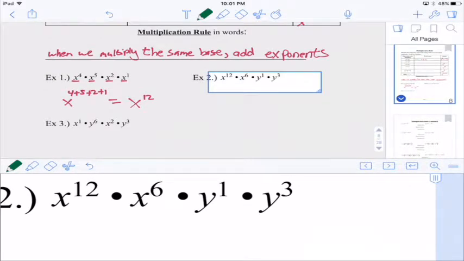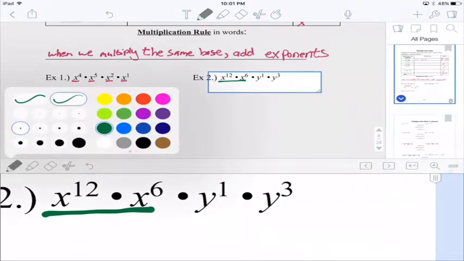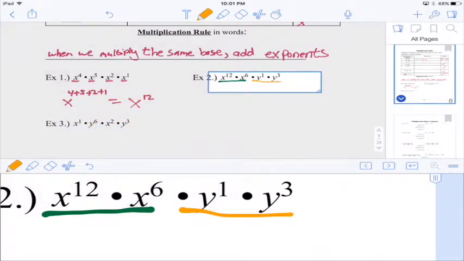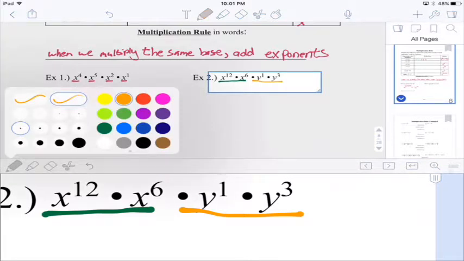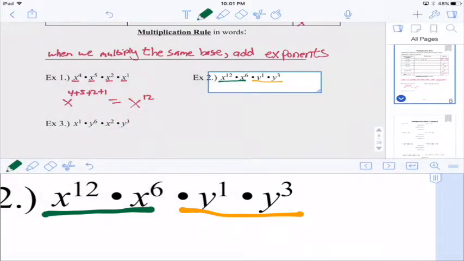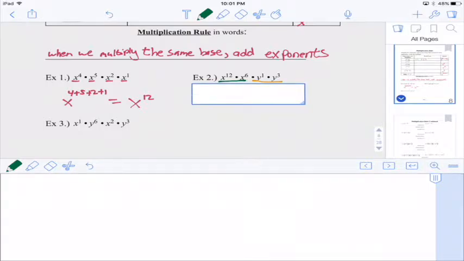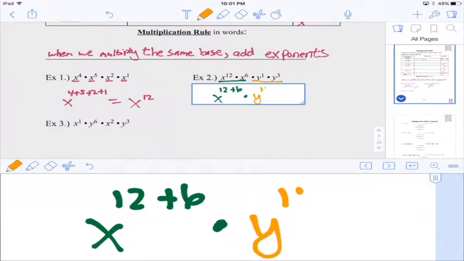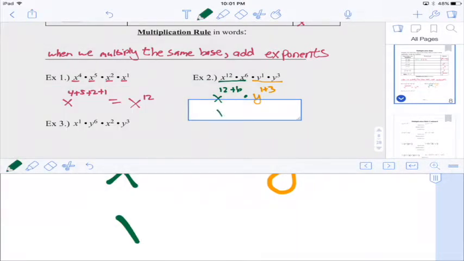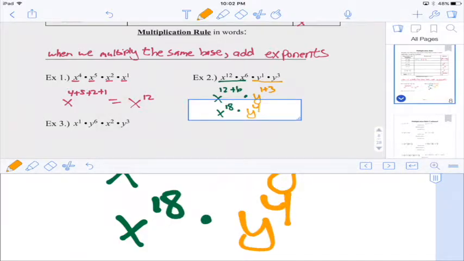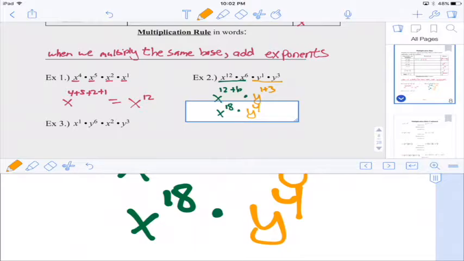So in this example, we have x's and y's. The x's are one variable, so we can use that multiplication rule on them, and the y's are a different variable, so we can use the multiplication rule on those, but we can't put them all together. So on this one, we have x to the 12 plus 6 times y to the 1 plus 3. So that equals x to the 18th times y to the 4th. Can't put those together since they're different variables.